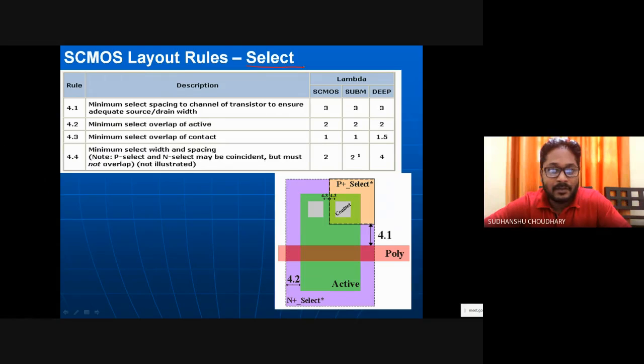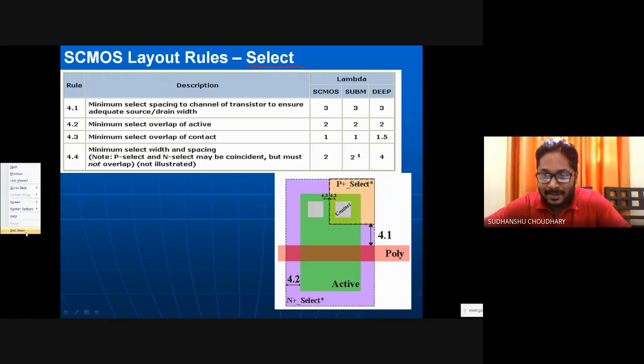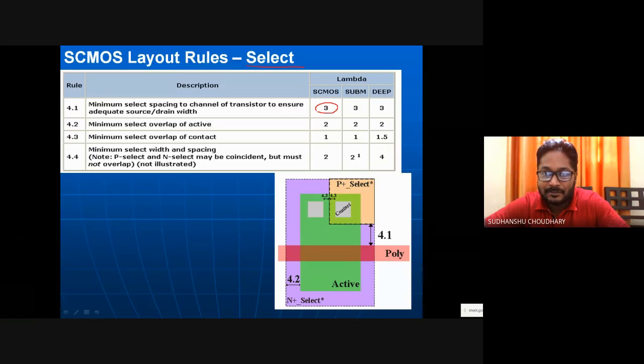For the P plus and N plus select regions, I have, for example, a rule that between the boundary of the P select and the boundary of the polysilicon there must be some minimum spacing. How much is that minimum spacing? 3 lambda. So this should be 3 lambda.